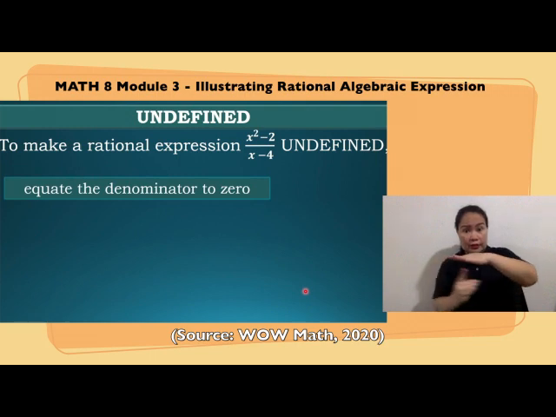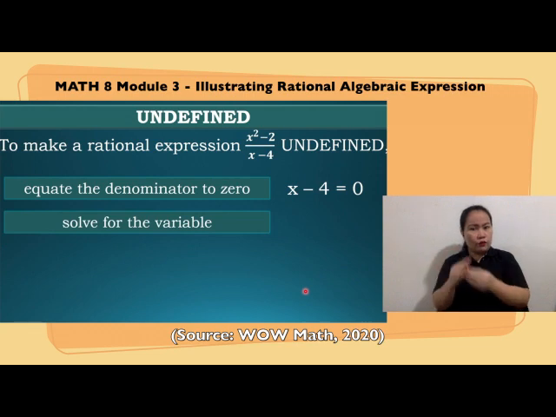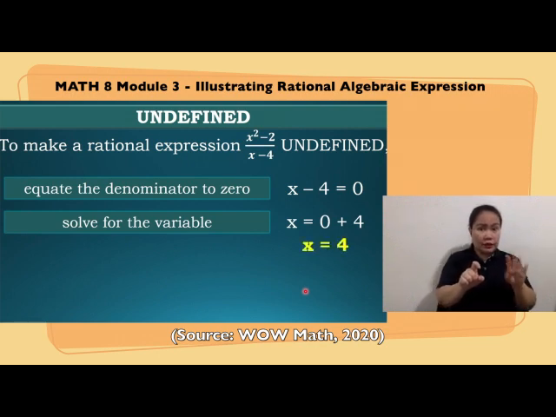So, what is our denominator? X minus 4. Since equate to 0, so equals 0. Okay? Yun ang ibig sabihin ng equate. Next, solve for the variable. So, ililipat natin si negative 4. That will become x is equal to 0 plus 4. Let us simplify. So, we have x is equal to 4.